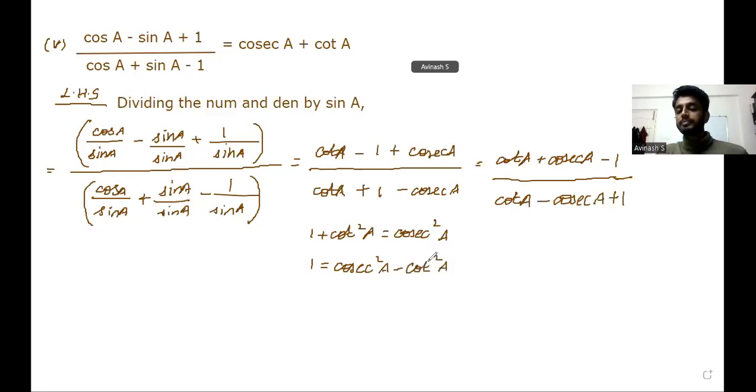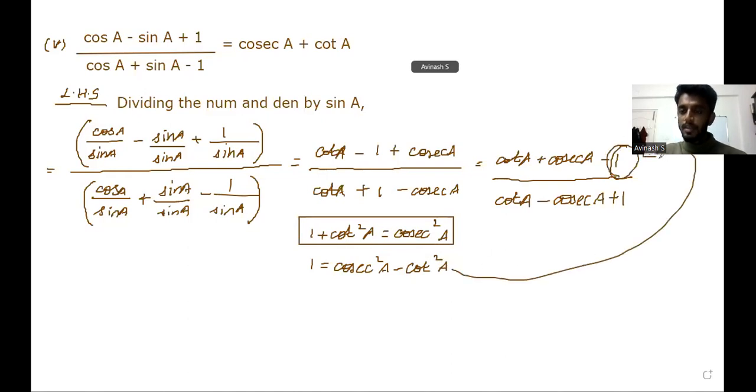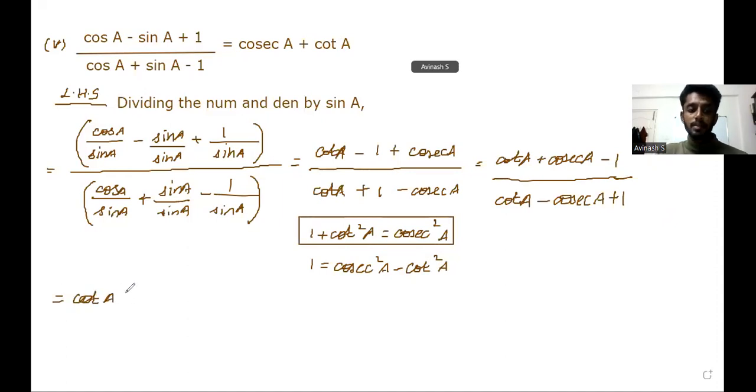So this can be done. I repeat, this is the identity that we all know, the third identity, 1 plus cot square A equals cosec square A, from which 1 will be equal to cosec square A minus cot square A. Now we substitute cosec square A minus cot square A in the place of this 1, only in the numerator, not in the denominator. Then what happens? Let us see. Now the expression becomes cot A plus cosec A minus 1.